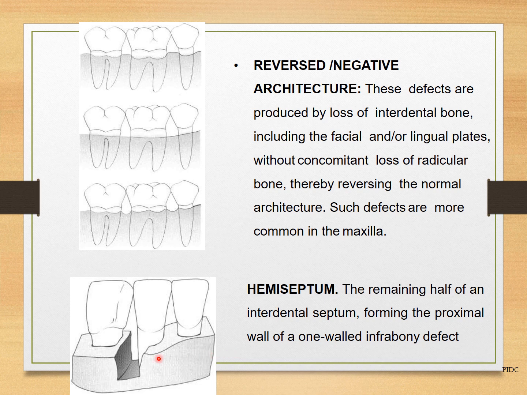So all the walls will be absent. Here you can see that the mesial, buccal and lingual walls have been lost. Only the distal wall is present.